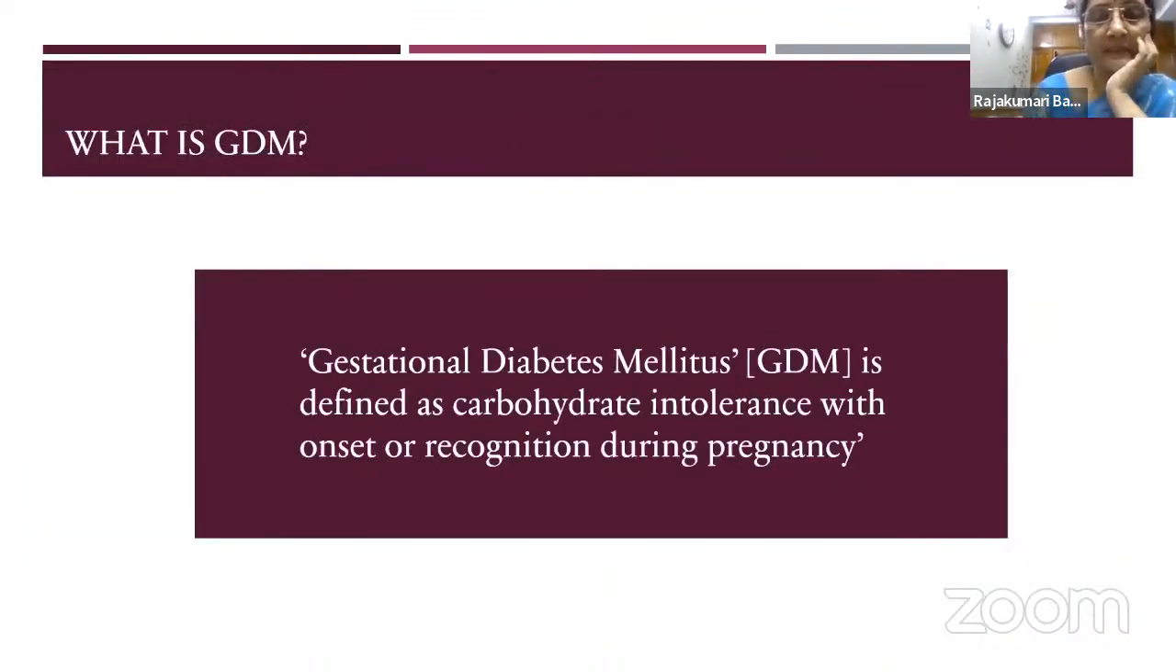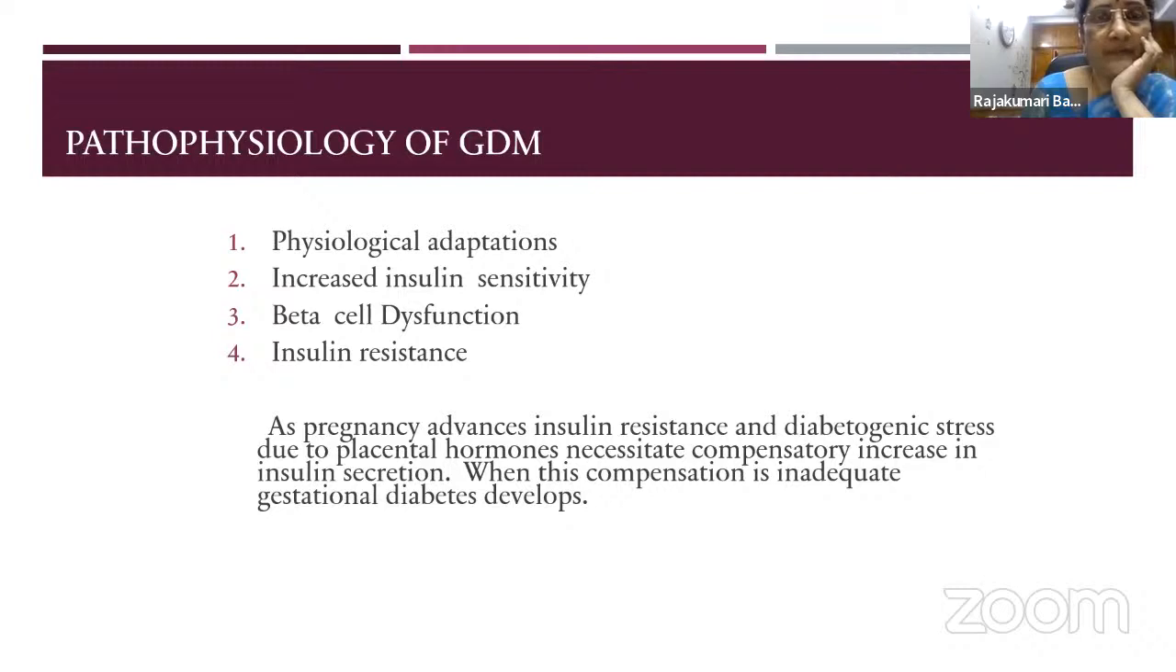Gestational diabetes mellitus is defined as carbohydrate intolerance with onset or recognition during pregnancy. We will discuss the pathophysiology of GDM. We are all well aware of the pathophysiology, so I will discuss it in brief. There are a lot of physiological adaptations that occur during pregnancy to maintain the euglycemic state. In early pregnancy, insulin sensitivity increases, promoting glucose uptake into adipose tissues in preparation for the energy demands of later pregnancy. In pregnancies where the normal adaptations fail to occur adequately, GDM results.